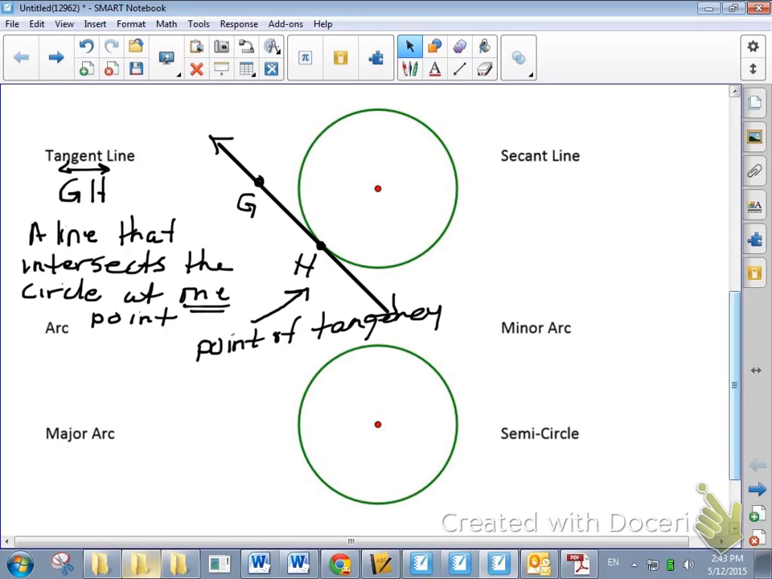Okay, let's move on to the secant line. Let me go ahead and draw one in here. Let's go ahead and draw it like this. Put the arrows on. And let's change colors. Okay, I will label this RT. So the secant line RT is a line that intersects the circle twice.